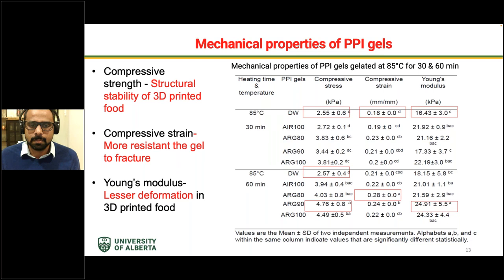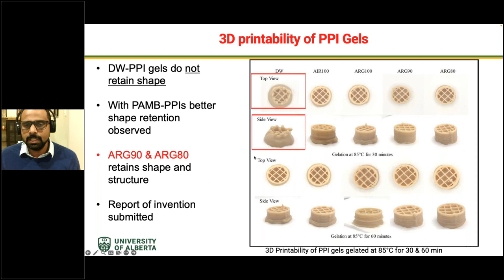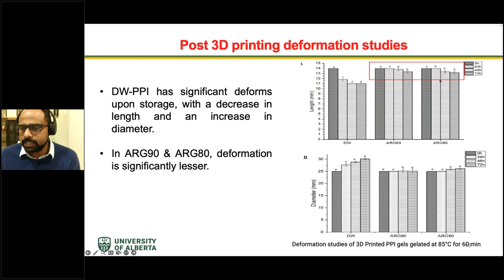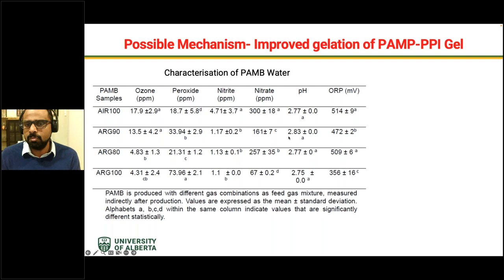And then we took the photos of the 3D printed products. And as you can see, the ones prepared by distilled water are not really printable. But on the other hand, the ones prepared by ARG 90 and ARG 80, the plasma activated microbubble water, were able to withstand the shape and were structurally and dimensionally more accurate. They were able to retain the shape and structure. Over a period of time, during storage also, the changes in the dimensions of these 3D printed gels were minimal for ARG 90 and ARG 80 compared to distilled water. So obviously the plasma activated microbubble water helps prepare better 3D printed pea protein gels.